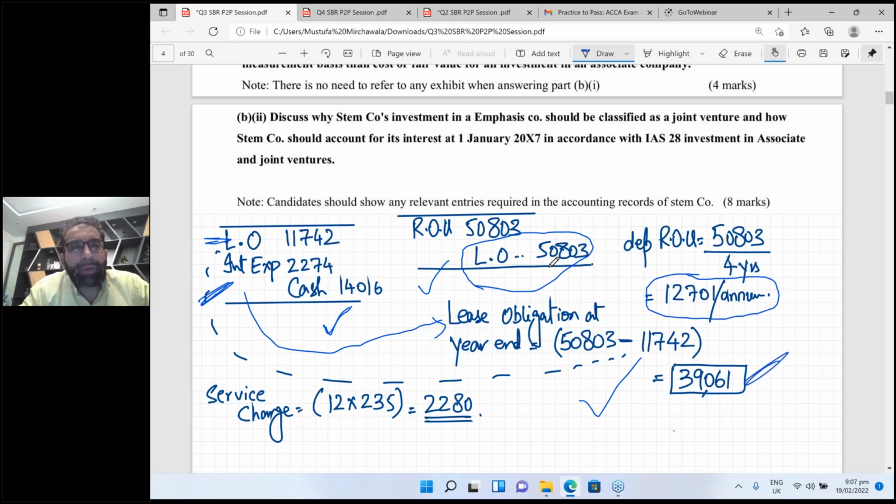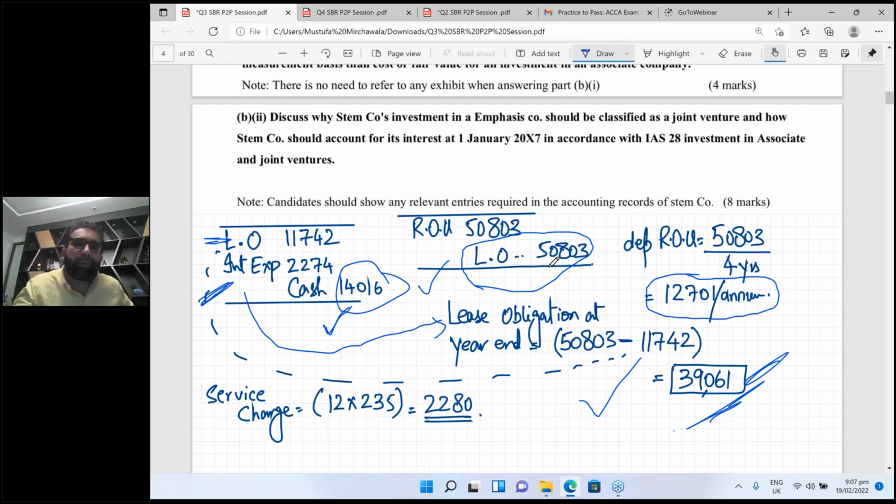But you know how the examiner speaks. Take out your calculator. First of all, write 50803 and subtract this amount first, 14016. 50803 less 14016, and then add interest, 2274. You will get the same number. It's the same technique.